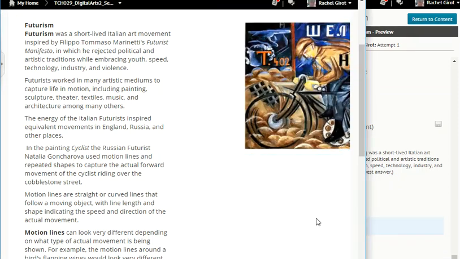Futurists worked on many artistic mediums to capture life in motion, including painting, sculpture, theater, textiles, music, and architecture, among many others. The energy of Italian futurists inspired equivalent movements in England, Russia, and other places. In the painting Cyclist, the Russian futurist Natalia Goncharova used motion lines and repeated shapes to capture the actual forward movement of the cyclist riding over the cobblestone street.